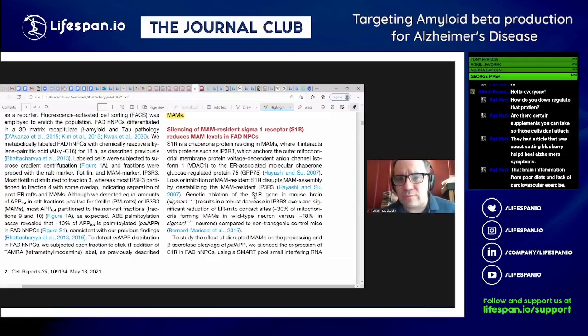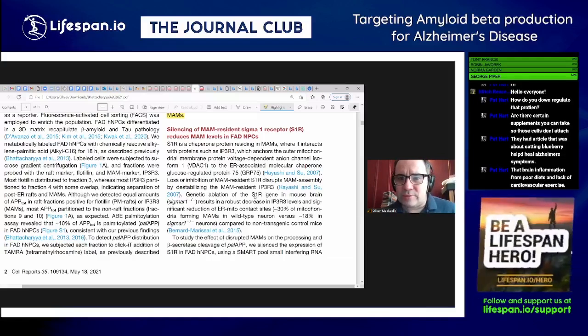S1R is a chaperone protein residing in MAMs, interacts with IP3R3, which anchors the outer mitochondrial membrane protein voltage-dependent anion channel, there we go, isoform 1, VDAC1, to the ER-associated molecular chaperone glucose-regulated protein. So there's like this protein bridge connection here. It's sounding like these MAMs are a protein-protein bridge, right?